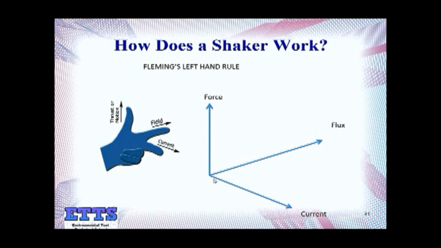So force is vertically perpendicular to the flow of current and the magnetic flux, and current and magnetic flux are horizontally perpendicular to each other. And this is what produces the up and down motion of the armature, this principle.